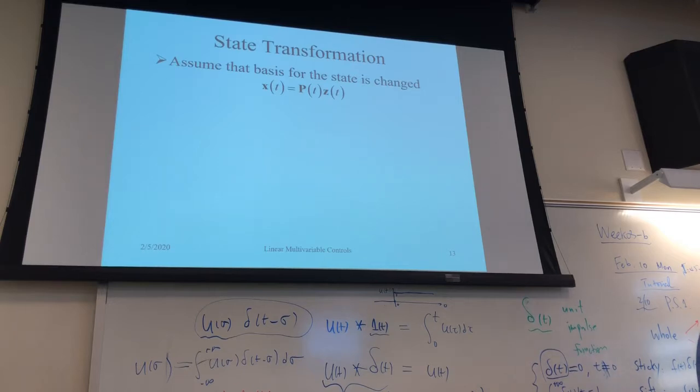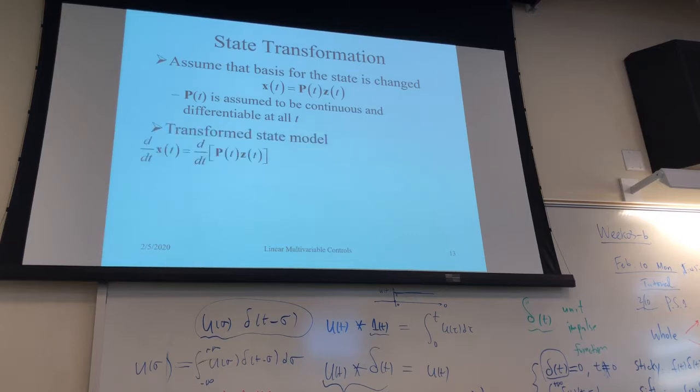So today we are going to start from here regarding state transformation. This is my state variable x. How about I transform it into z? In many cases this is required to simplify the system. I will show you more soon. So the idea is P(t), for all t, P is differentiable, continuous and non-singular.